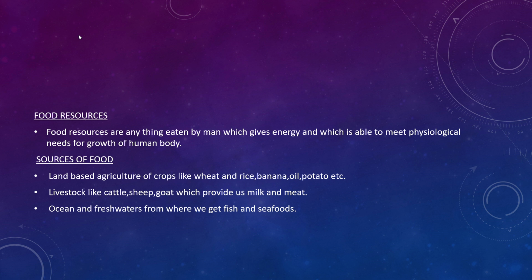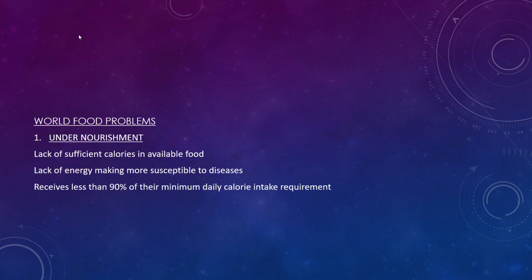Food resources are anything eaten by man which gives him instant energy to meet his physiological needs for the growth of his body. Sources of food are of three types. One is land-based agriculture, which gives us our staple food, which is wheat and rice, banana, potato, and all the oil seeds from where we get oils. The next is livestock, which includes cattle, sheep, goat, which provide us milk and meat. Then the next source of food is ocean and fresh waters, from where we get fish and seafoods.